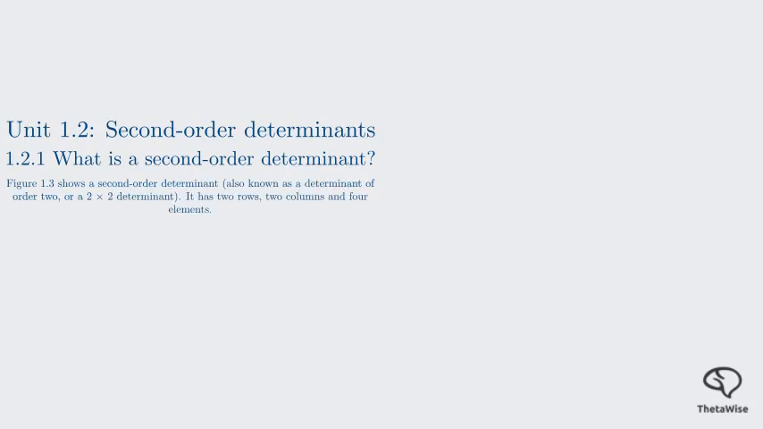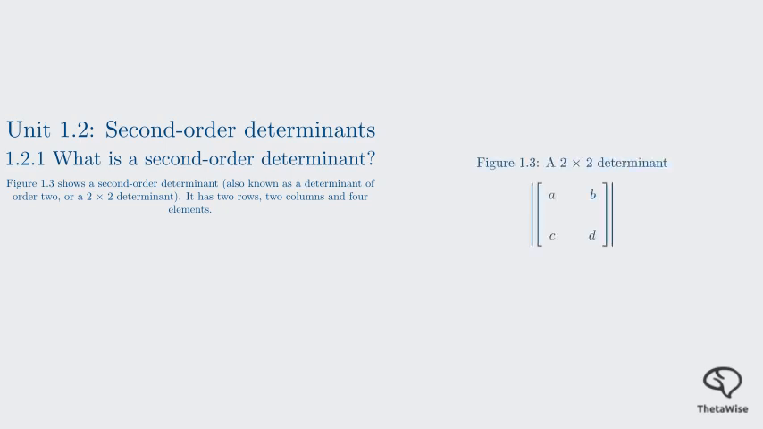First, let's understand its structure. In simple terms, a determinant is a number or a scalar that we can calculate from the elements of a square matrix. A second-order determinant comes from a 2x2 matrix. Let's look at Figure 1.3 to understand this structure.